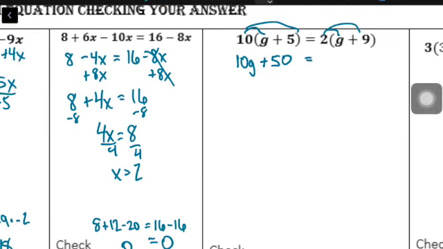And then over here, same thing. 2 times g is 2g. 2 times a positive 9 is a positive 18.